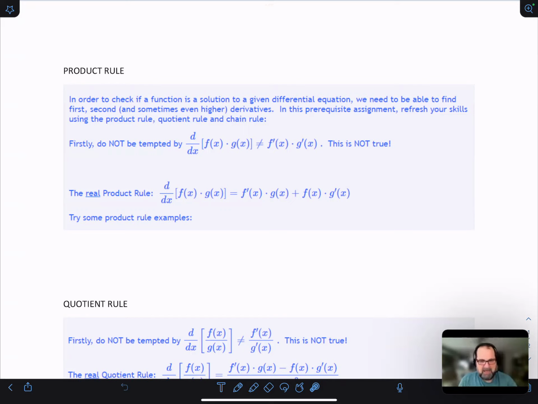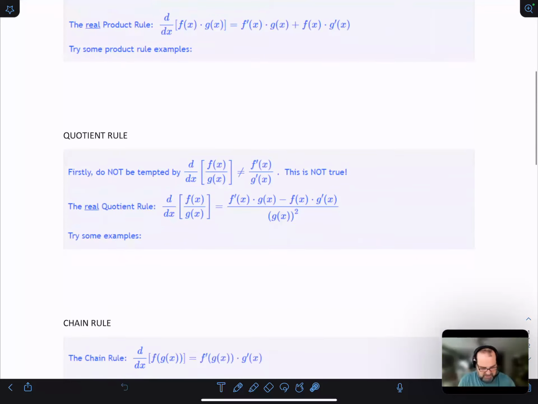So again, you want to be good with your derivative rules. If you haven't seen this in a little while, perhaps this is a chance to brush up a little bit. The main rules here for derivatives are the following. The product rule tells you how to do the derivative of a function times another function, the derivative of f times g. Again, the big thing to guard against is that the product rule is not what you would expect it to be. The derivative of f times g is not f prime times g prime. The real product rule should look familiar to you, and you have the opportunity here to try a couple of examples in MyOpenMath.